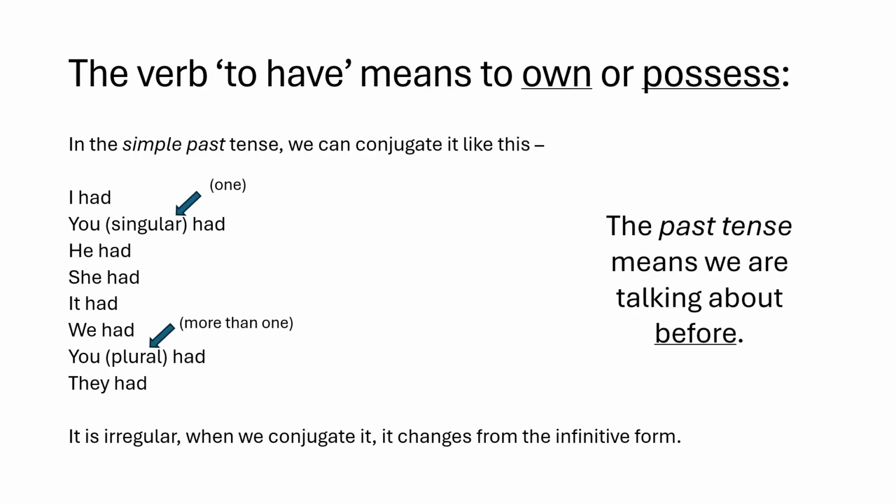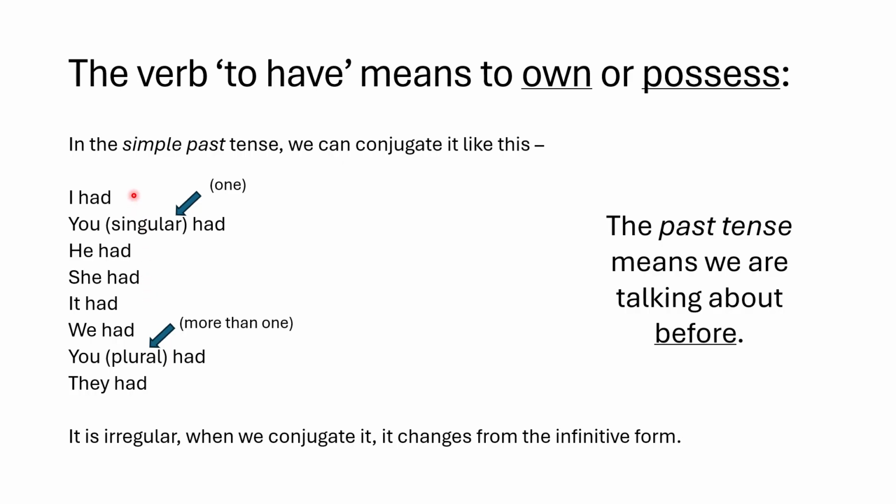As an action verb, or acting as a main verb, the verb to have tells us what someone or something owns or possesses. In the simple past tense, we can conjugate the verb to have like this. Follow as I read.